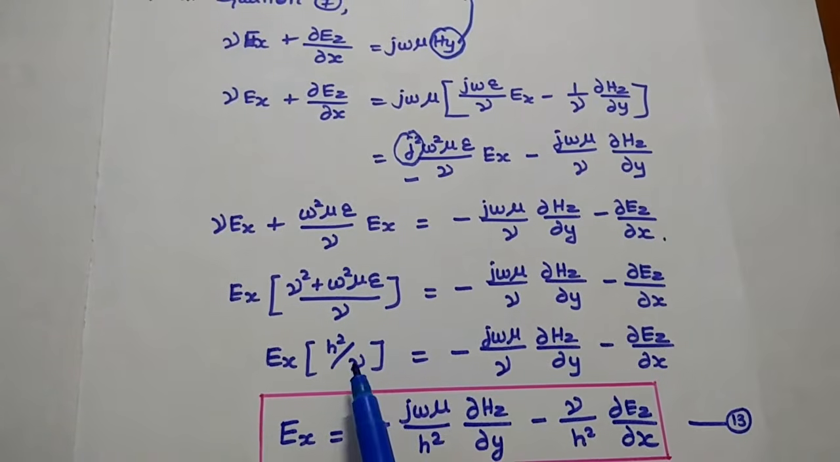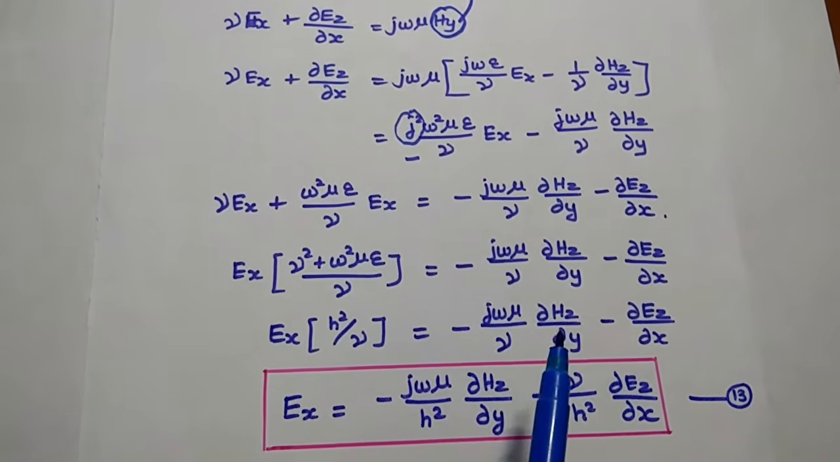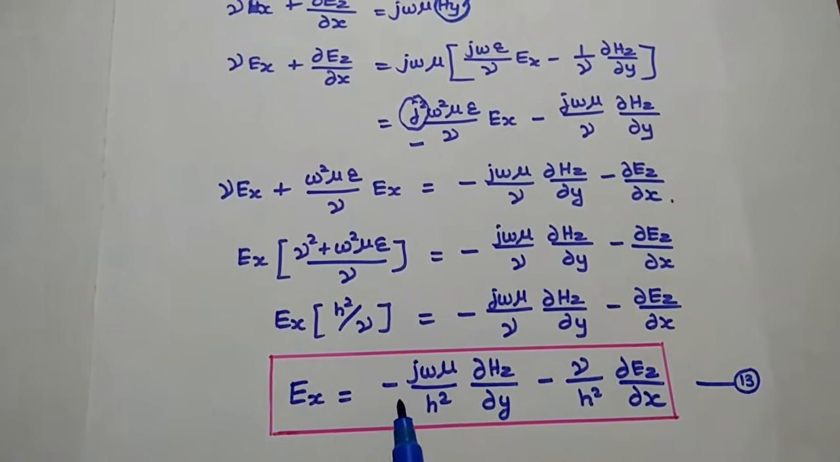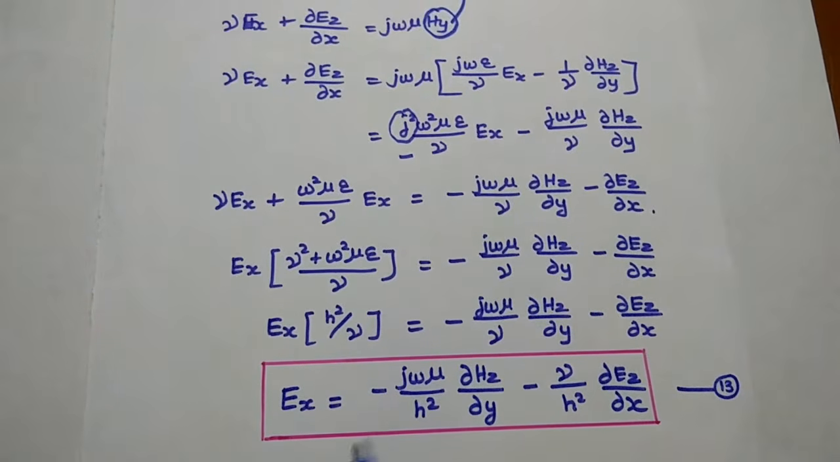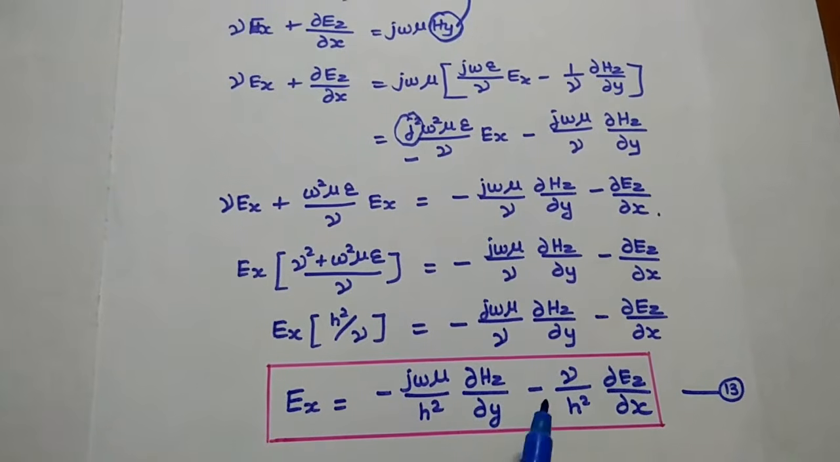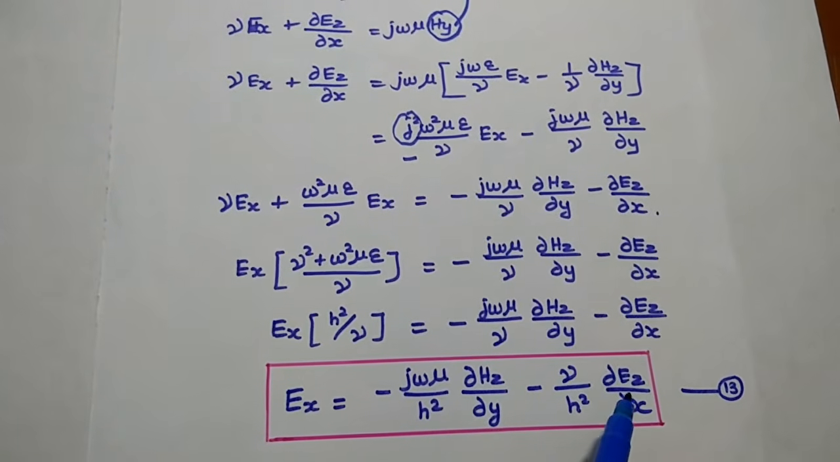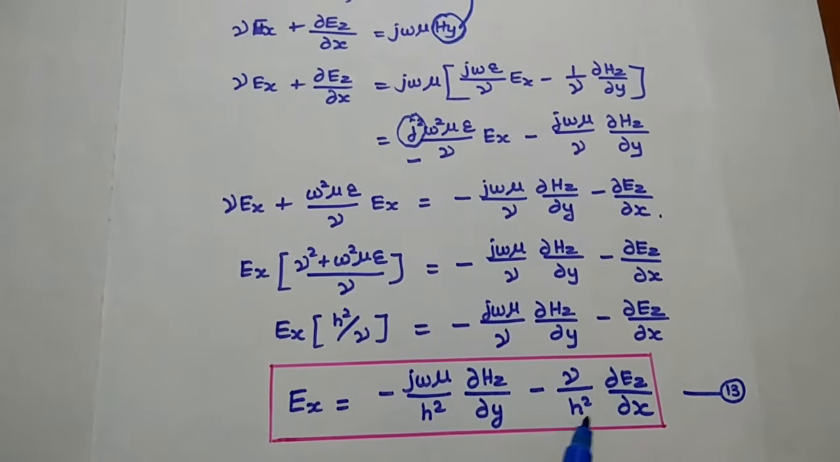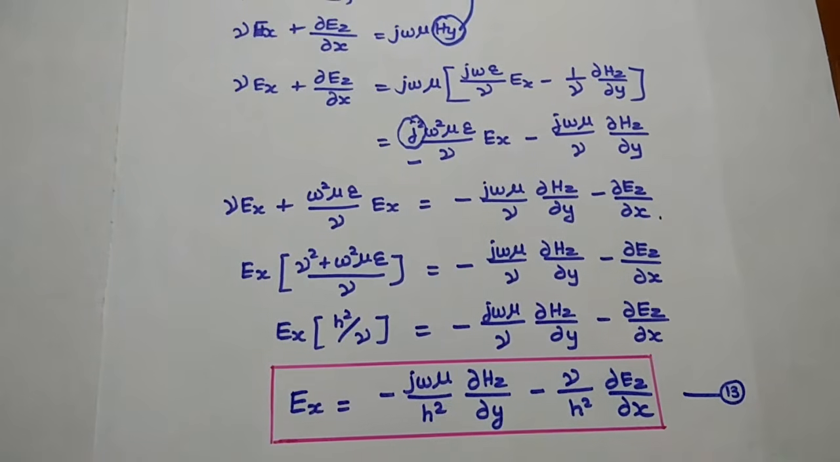Next we are going to move this value to the right hand side. Finally, we get the value of the Ex component as minus j omega mu by h squared dou Hz by dou y minus gamma by h squared dou Ez by dou x. Consider this as the 13th equation.